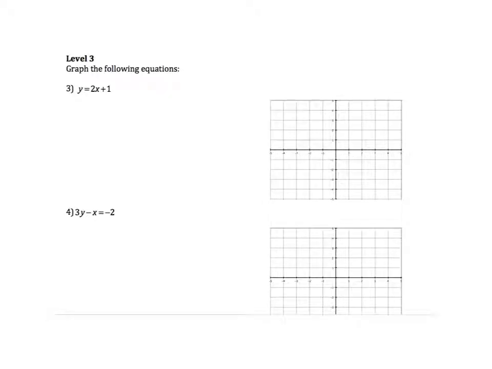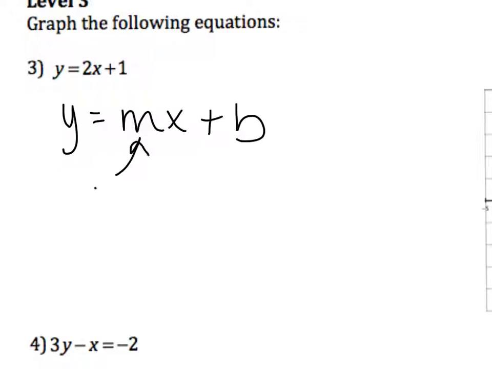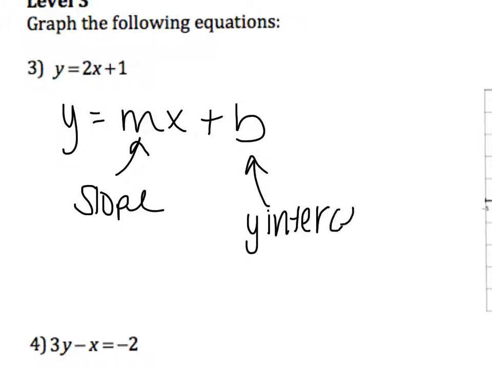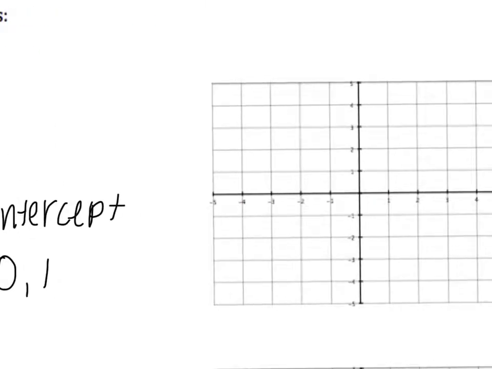Okay, so now level 3 is taking those equations and graphing them, so the opposite of level 2's. If we take a look at number 1 here in level 3's, we can identify a couple things. Remember, y equals mx plus b. The m is the slope, and the b is the y-intercept. So in this equation here, our slope is going to be 2, and our y-intercept is going to be 0, 1. So I'm going to go ahead and plot the point 0, 1.